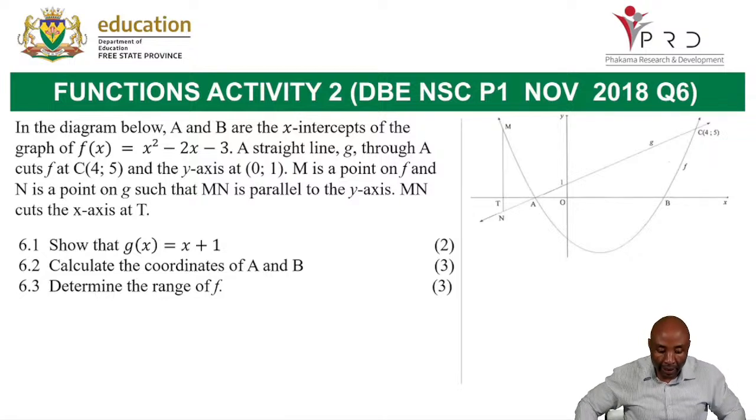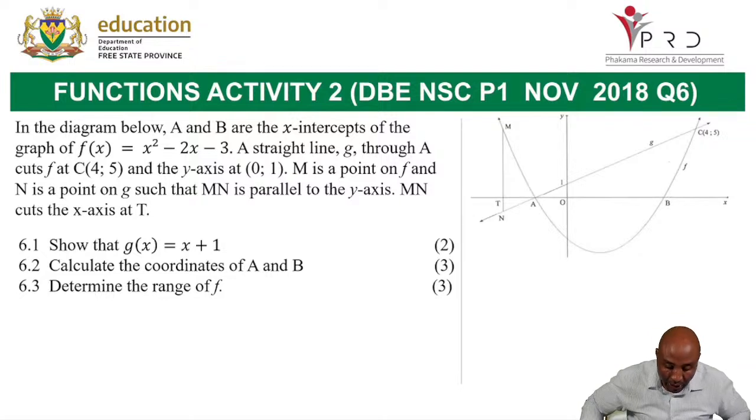Now, let's read the information. In the diagram below, A and B are the x-intercepts of the graph of f of x, which is given by x squared minus 2x minus 3. A straight line G through A cuts F at C with coordinates 4 and 5, and the y-axis at 0 and 1. M is the point on F, and N is a point on G, such that MN is parallel to the y-axis. MN cuts the x-axis at T.